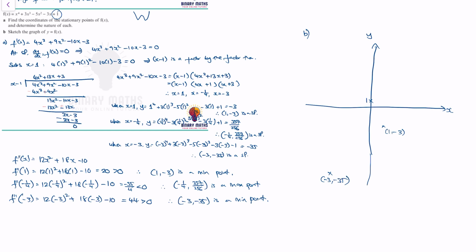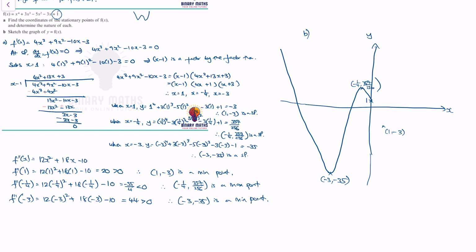And let me just write that 5 clearly. And the maximum point is at minus a quarter and positive 3 for somewhere here. Minus a quarter, 357 over 256. Okay, so that's how it looks. That means that this minus 3, minus 35 is a minimum point. So remember, it starts off in quadrant 2. There's a minimum point there. Then it's going to go to a maximum point of minus a quarter, 357 over 256.